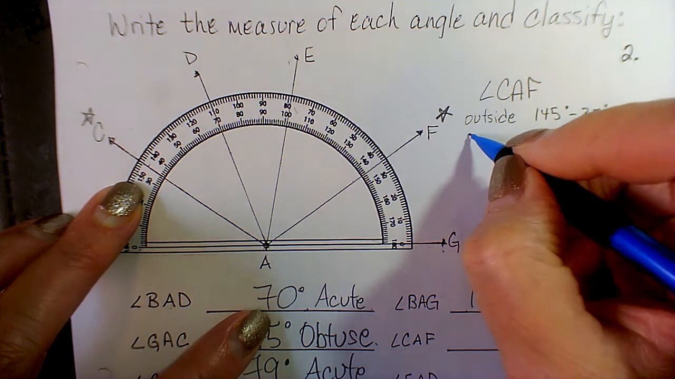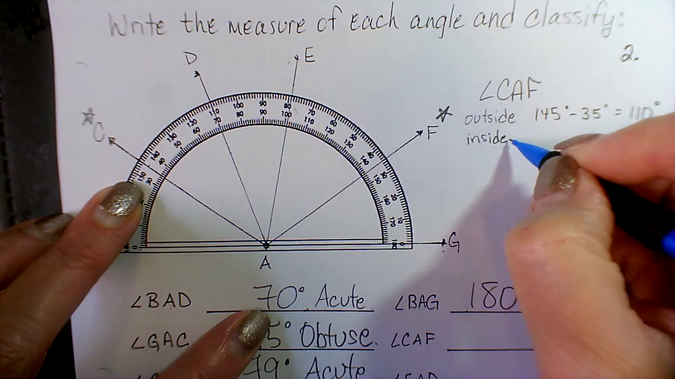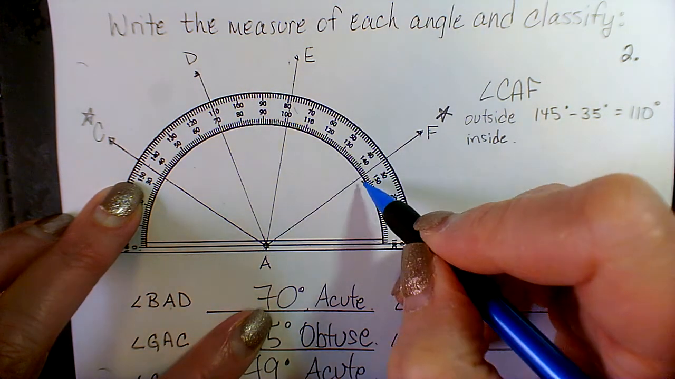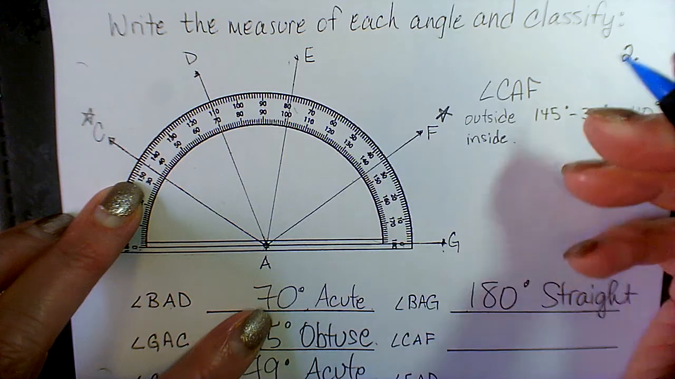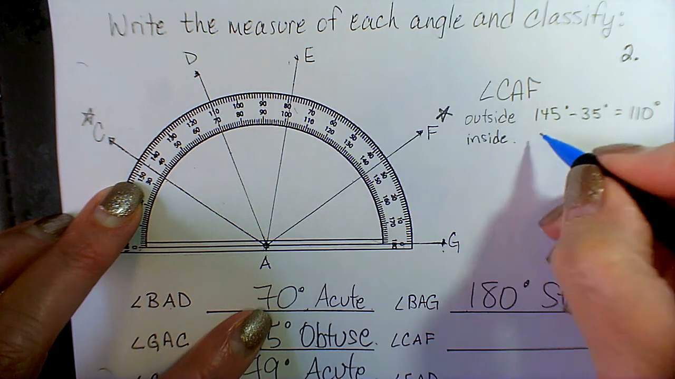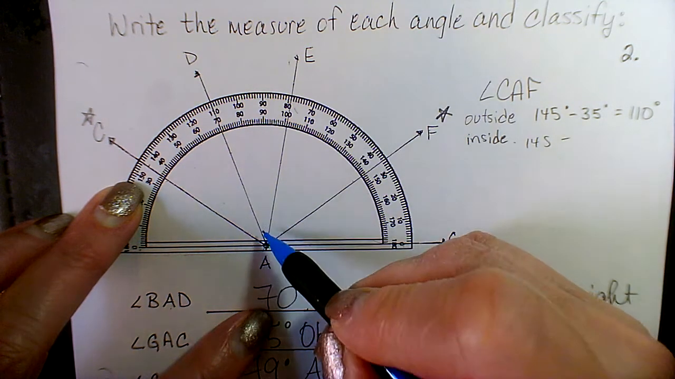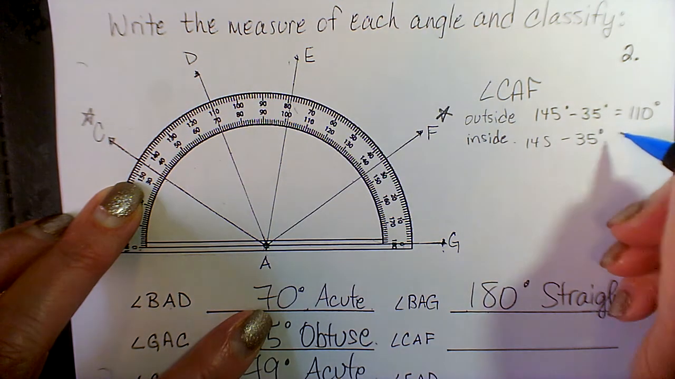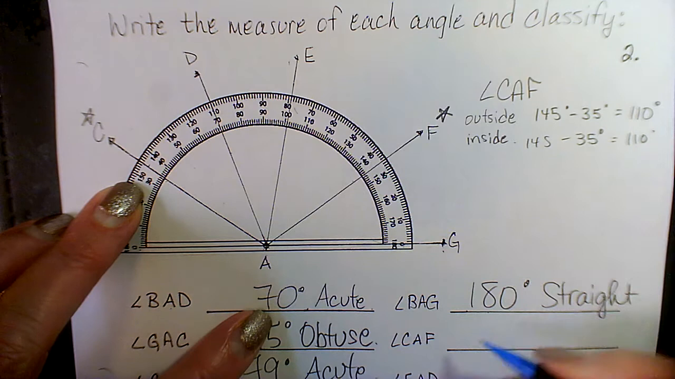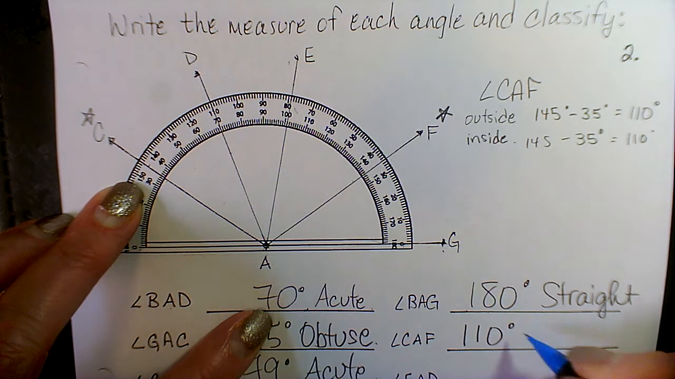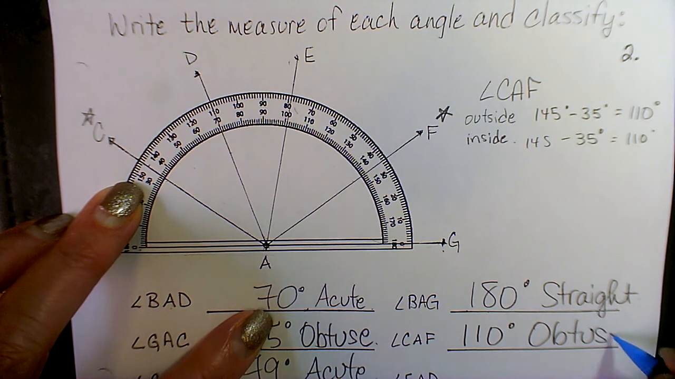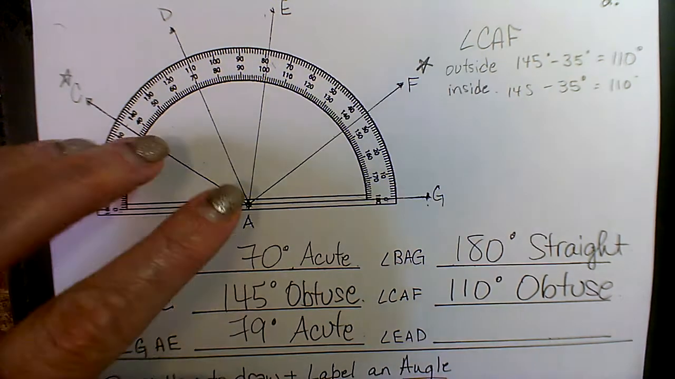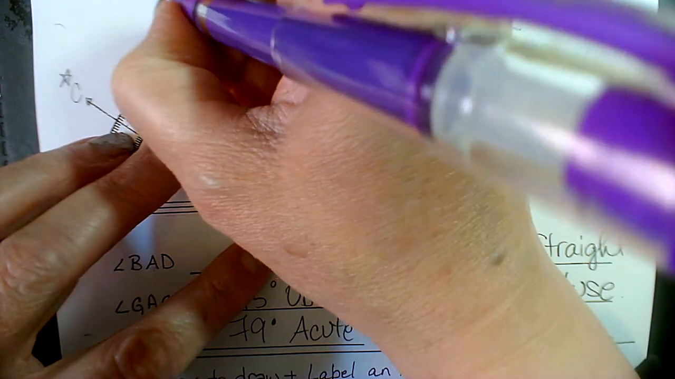Now if I use the inside one, I better get a 110, right? So this one, the inside one, is 145. And this one over here is 35. So it didn't matter which one I used, inside or outside. I ended up with the same answer of 110, which is obtuse. All right. I'm going to do EAD. So E to D.